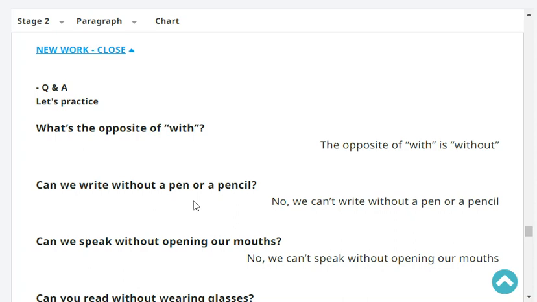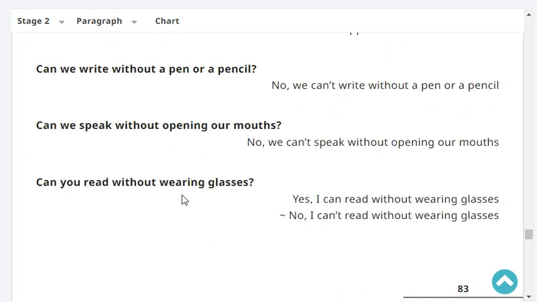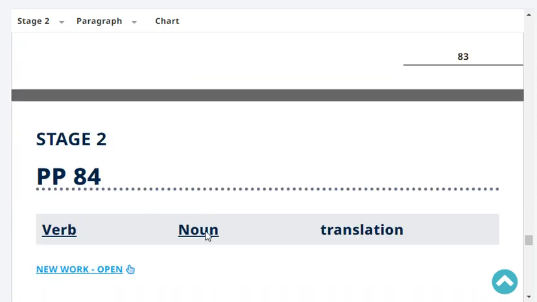Can we write without a pen or a pencil? No, we can't write without a pen or a pencil. Can we speak without opening our mouths? No, we can't speak without opening our mouths. Can you read without wearing glasses? Yes or no? Yes, I can read without wearing glasses. Very good.